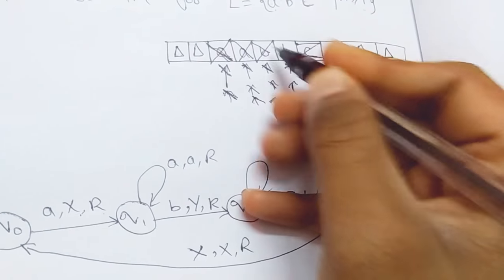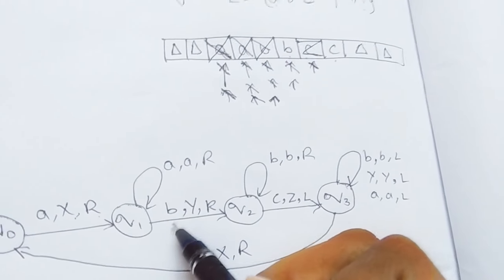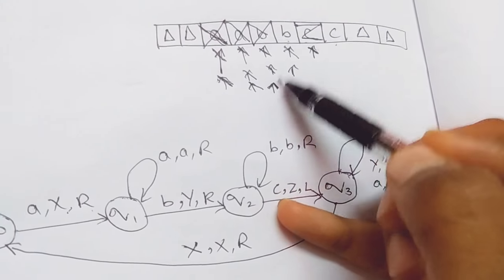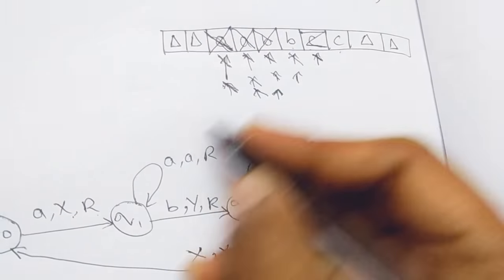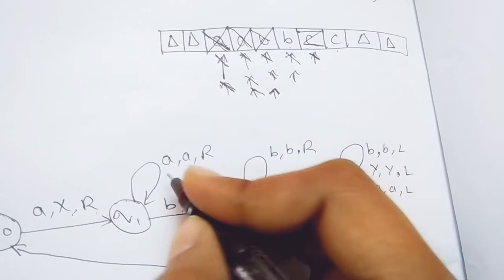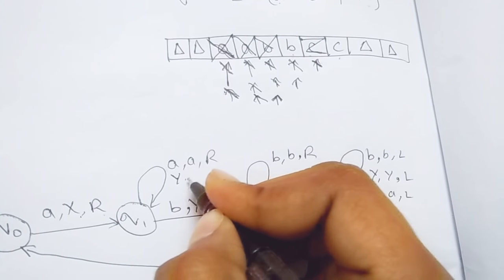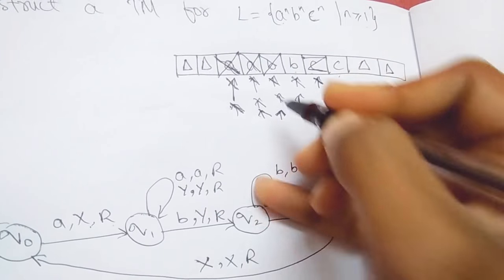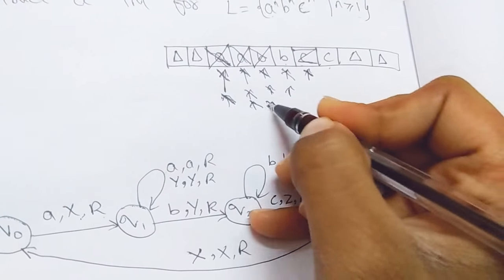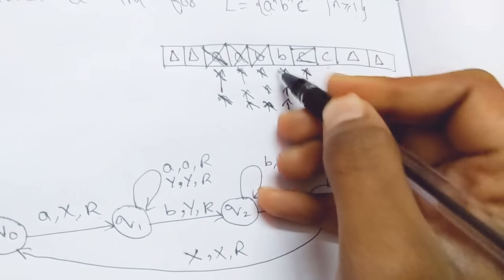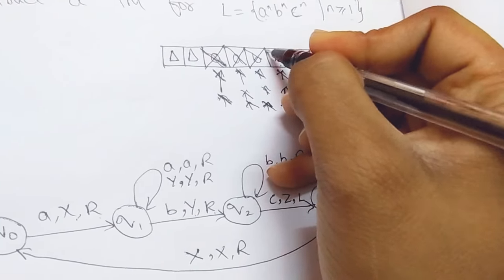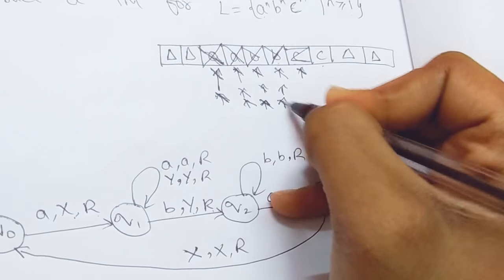Now the header is on Y. Here it's a new character for this state. Y is an already processed B, therefore if it sees Y here, it will be replaced with Y itself and move right. Therefore Y will be replaced with Y itself and the header will move to right. And now B is there; B will be replaced with Y and move to right. So the header is known now.